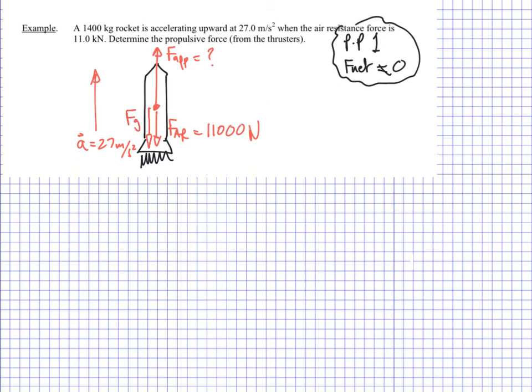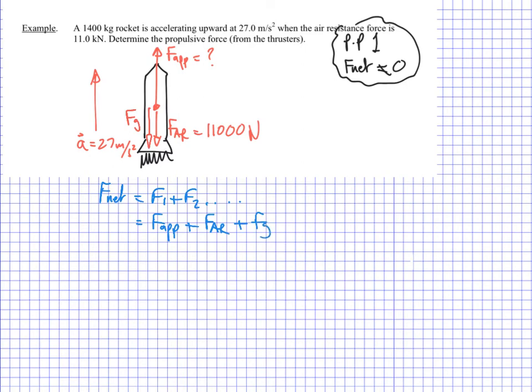Okay, so I think we're ready to do our Fnet expression. I think I've taken care of all of the forces. So my Fnet, again, is the sum of all of the forces. I'm going to add them all up. And so I'm just going to list them off here. I'm going to say force applied plus force of air resistance plus force of gravity.